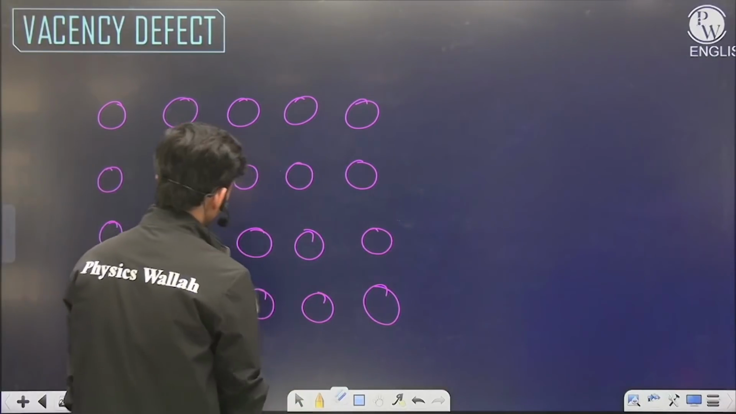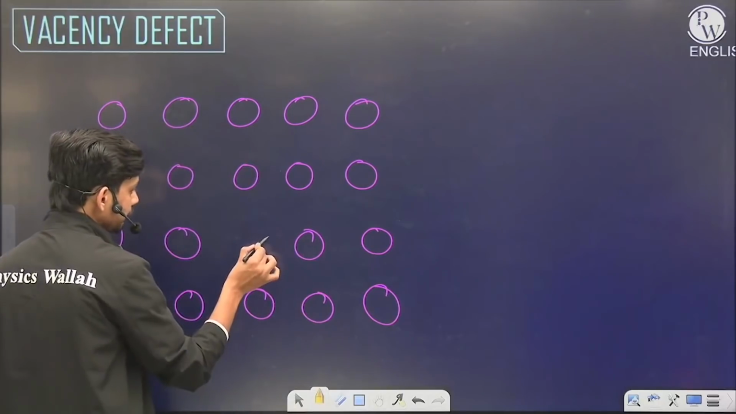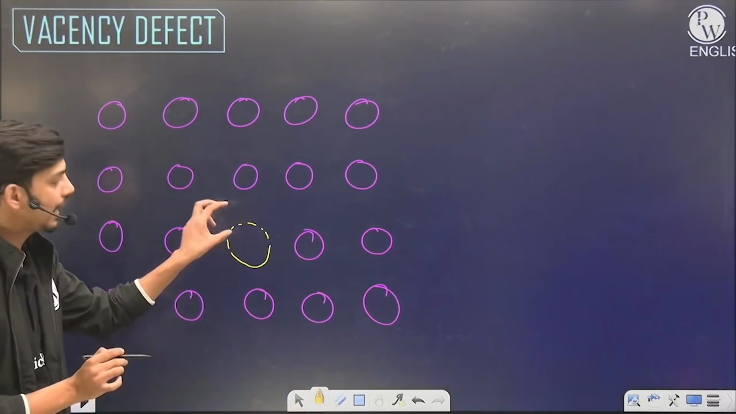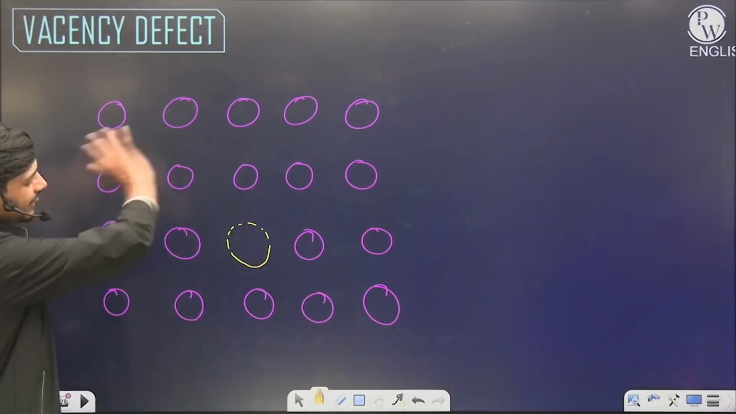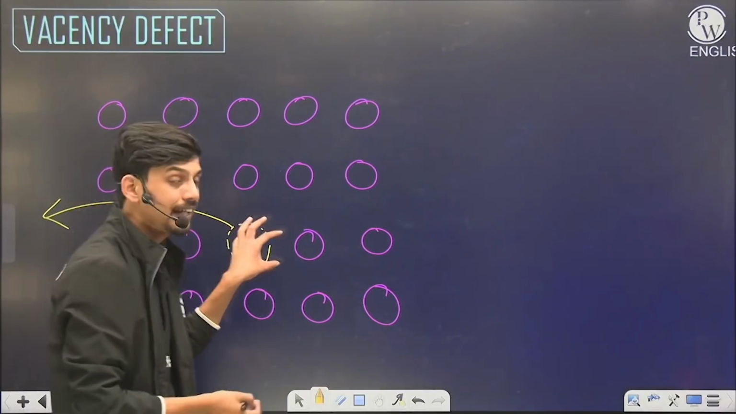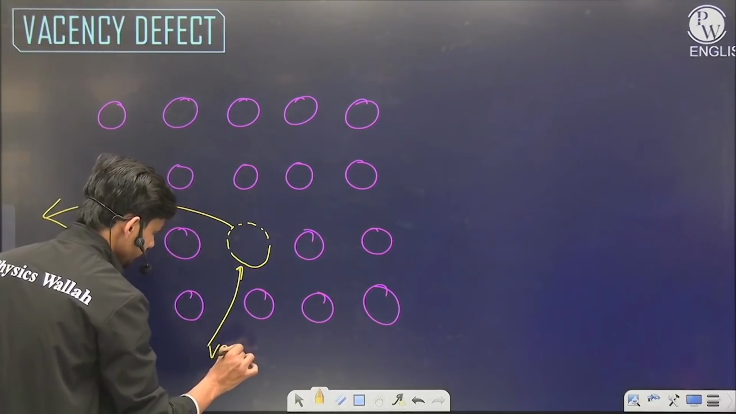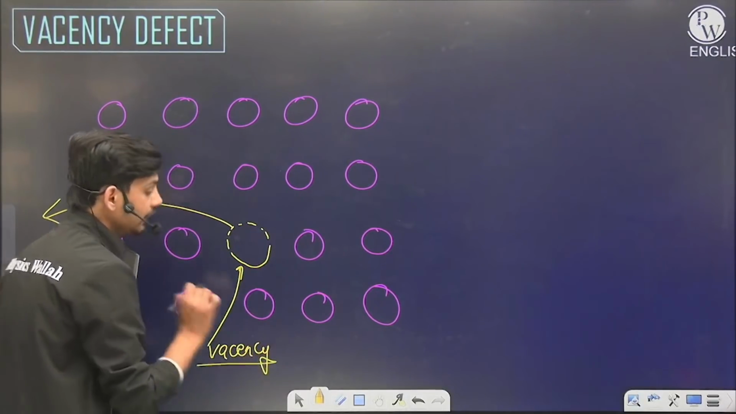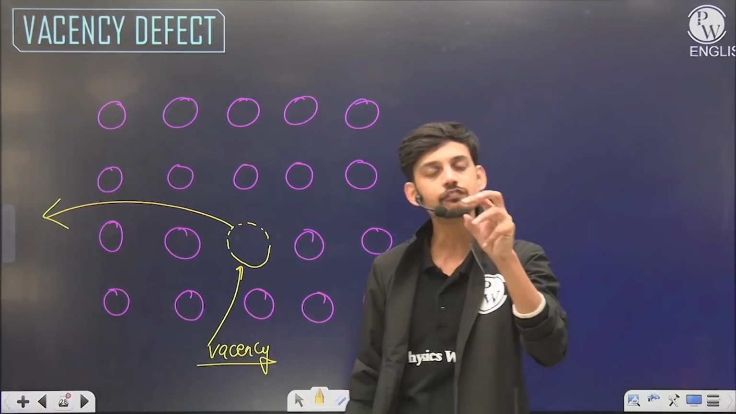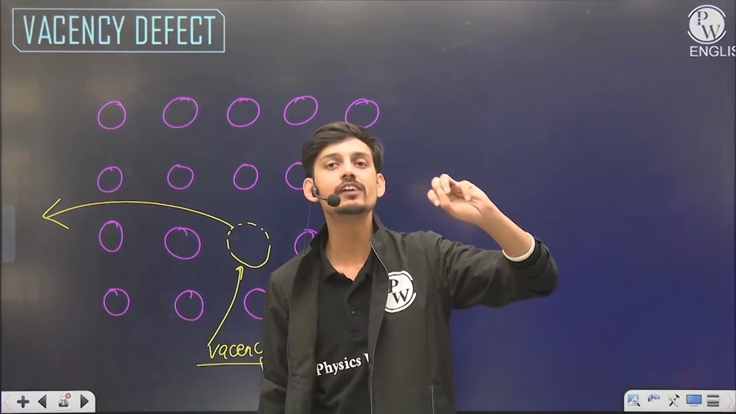So if one of the atoms is removed from here, that means an empty space is created. And the atom which is missing from here is not present anywhere in the lattice. It has escaped out of the lattice. So this space is called a vacancy. A vacancy is created. Such a defect is called a vacancy defect, in which an atom is missing from its lattice point and is outside the lattice.